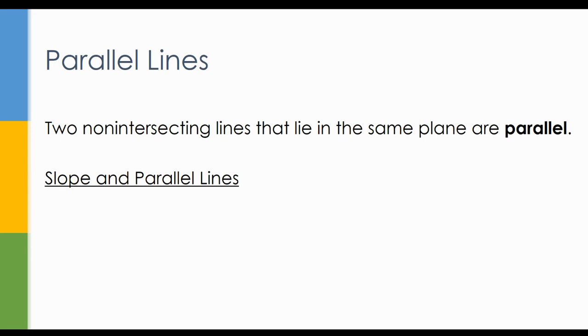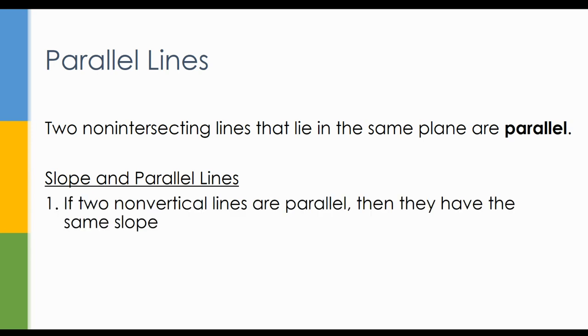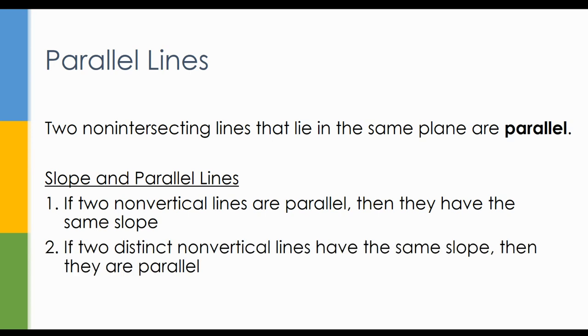So let's talk about the relationship between slope and parallel lines. If two non-vertical lines are parallel, then they have the same slope. So they're increasing or decreasing at the same rate. That's what makes them not intersect. If two distinct non-vertical lines have the same slope, then they are parallel. So essentially, I'm just flipping that first statement around.